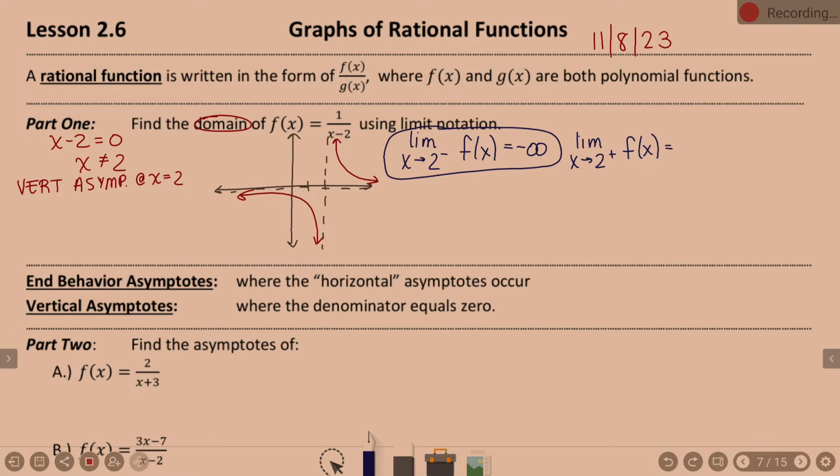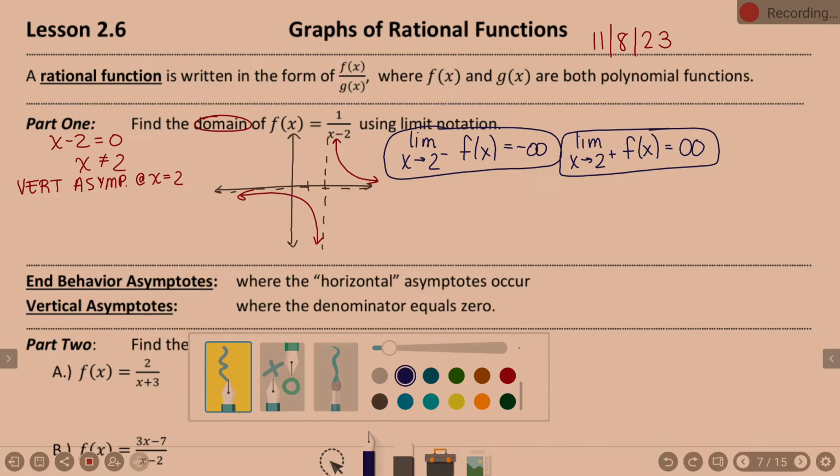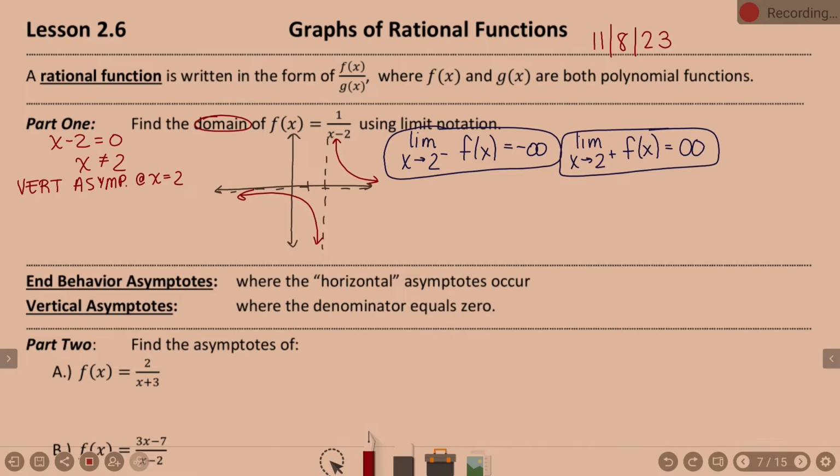So what about the other one? The limit as x approaches 2 from the right. So as I trace my graph from the right, where's my graph going? Up. And up is positive infinity. Okay? Now, if I put this in words, first of all, this equaling negative infinity was down. This equaling positive infinity was up.